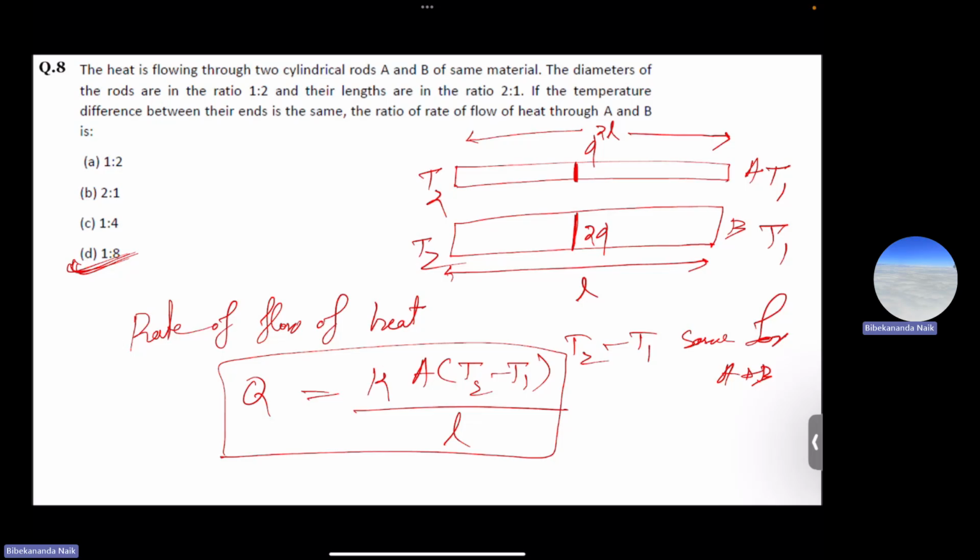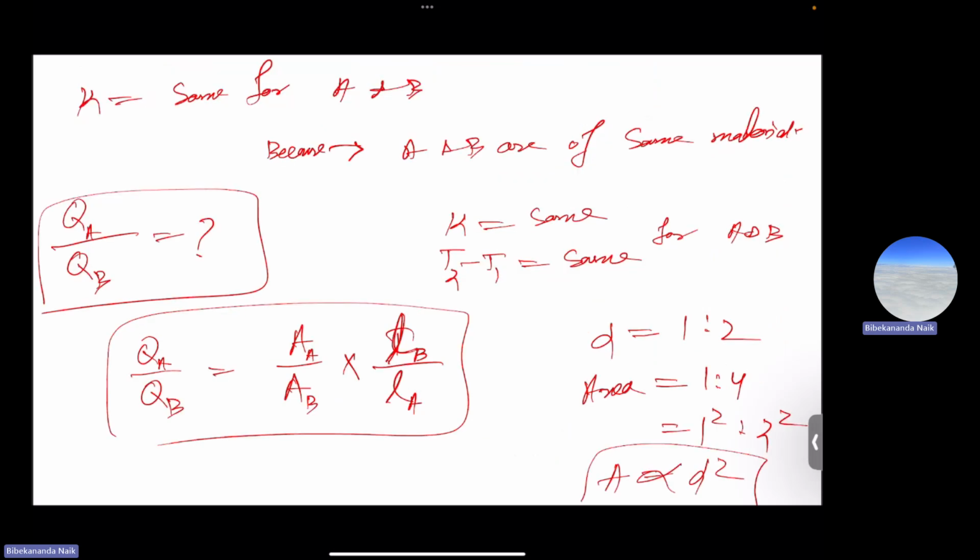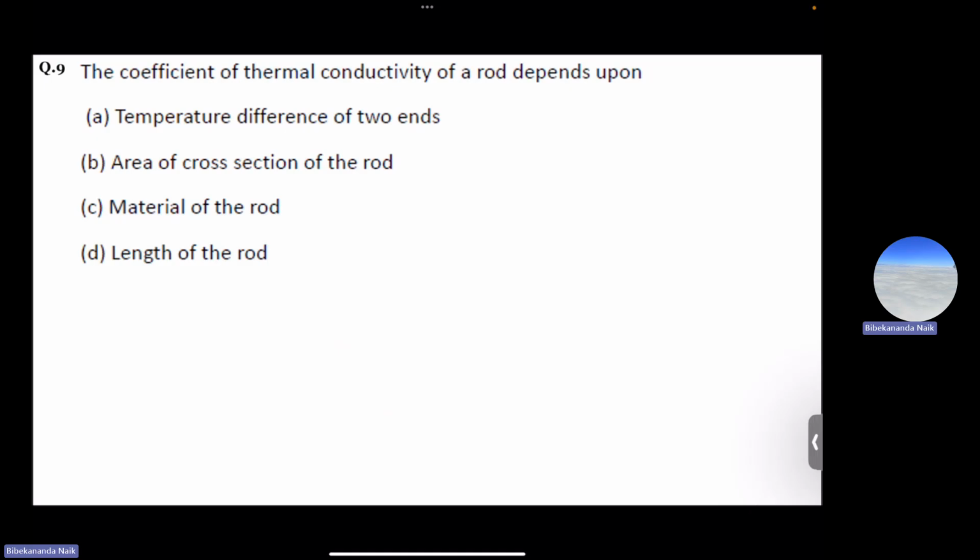If this is clear to everyone, this is based on this formula. K is the same for both A and B because the material is the same, and the temperature difference between the two ends is the same, because it is written that the difference between the ends is the same, but only the length and the diameter of the rods change. So depending upon those factors, the rate of heat transfer will be different. Now let's move to question number 9.